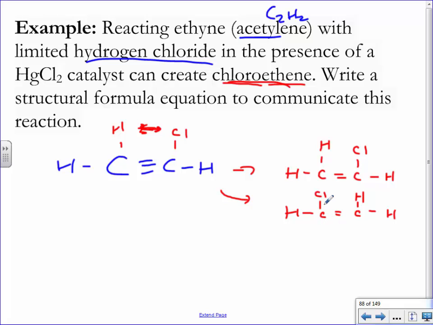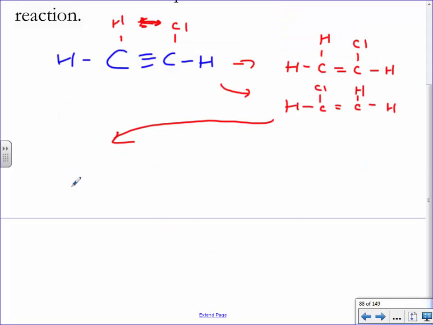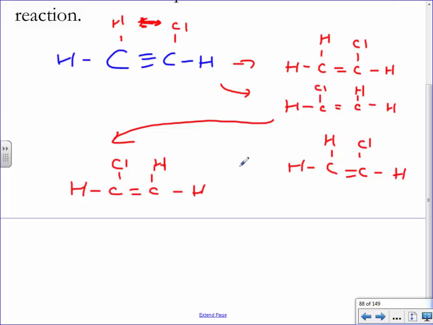Now, hypothetically, though, let's say we kept reacting it. So let's say we took these two molecules here. So I'll redraw them again. And this one here. H to C to C to H. And then we'll go H and Cl. Okay, so here's the two different ways we drew it. But we know that's the same molecule here. What if I kept adding more hydrogen chloride to it?